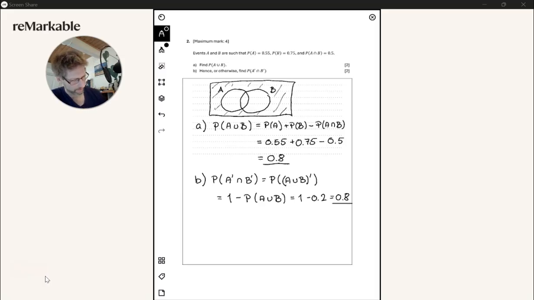Oh, sorry. 1 minus 0.8, and that is 0.2.